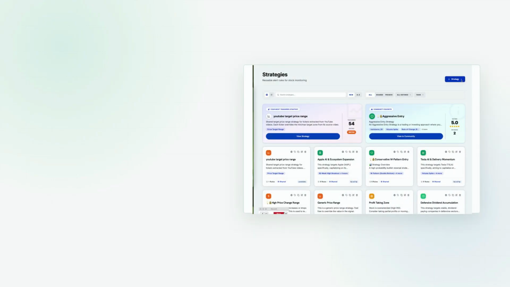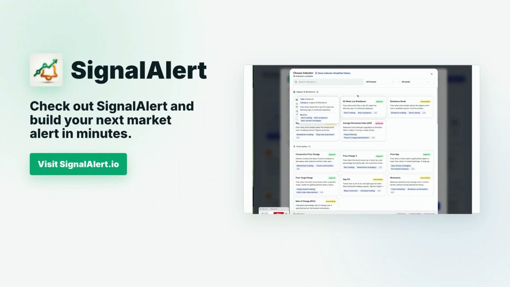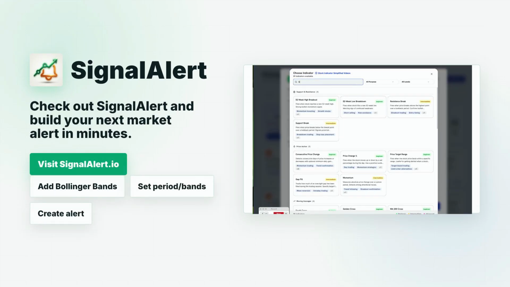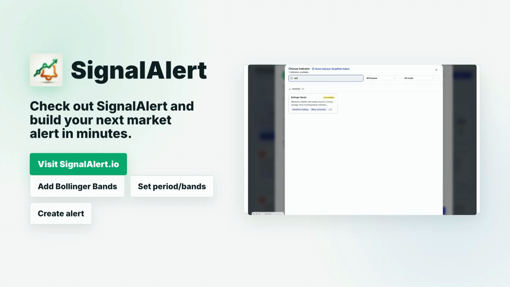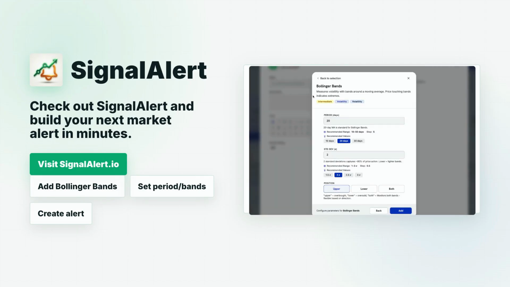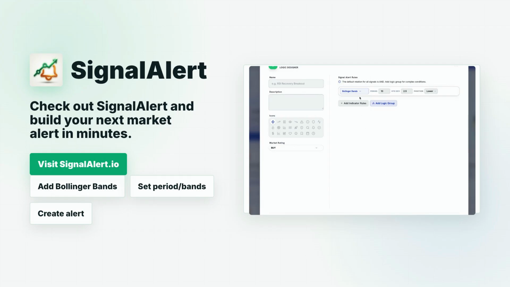In Signal Alert, add Bollinger Bands, choose the period, choose the standard deviation, choose upper, lower, or both, and create the alert. The goal is simple. Let Signal Alert tell you when price reaches a volatility edge, then use trend, volume, support, resistance, and risk planning to decide if the setup deserves attention.